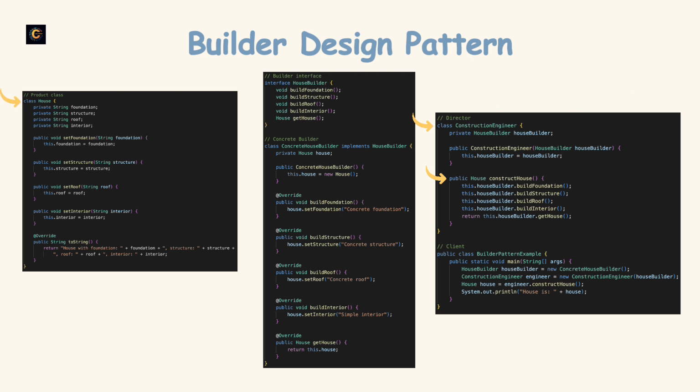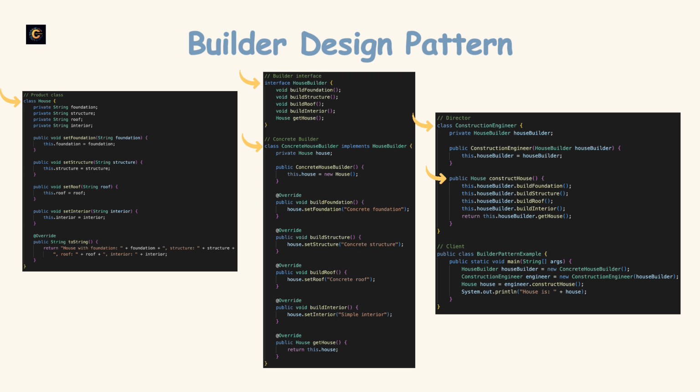We have a house, which is the product that is being built. Then we have a house builder, which is an interface that defines the building steps. We also have a concrete house builder, that is a concrete implementation of the house builder interface that builds a specific type of the house.